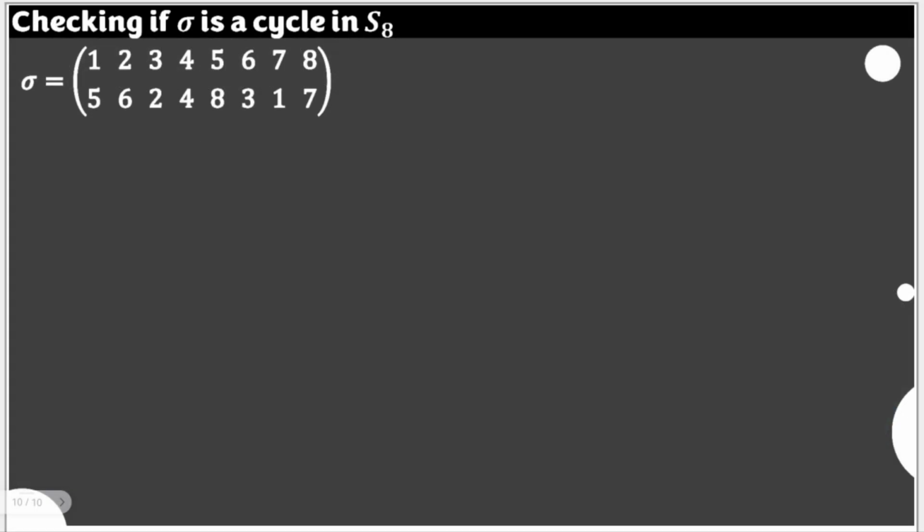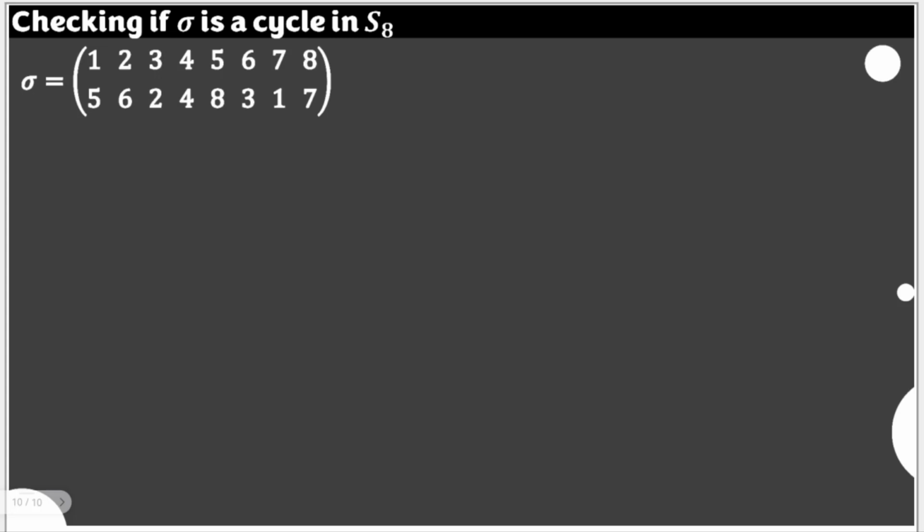Here, for this permutation sigma to be a cycle in S8, we need to establish the idea that a permutation is a cycle if it has at most one orbit containing more than one element. Hence, before we can identify whether this permutation sigma is a cycle in S8 or not, let's talk about its orbits. We have a separate video discussing the orbits of the same permutation sigma in S8.